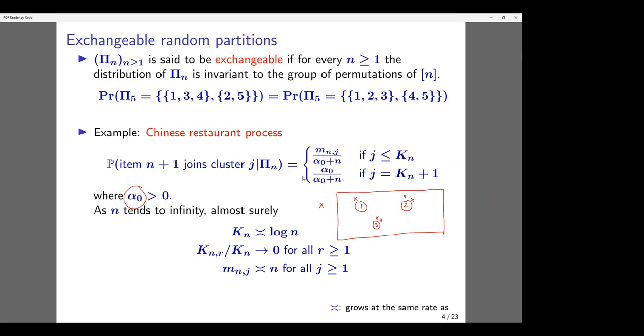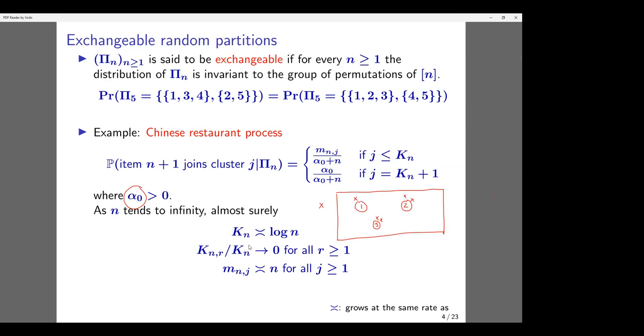This generative model corresponds to an exchangeable random partition, and the asymptotic properties of this model have been well known for quite a long time. As n tends to infinity, almost surely, the number of clusters grows logarithmically with n. The proportion of clusters of a given size r tends to zero for every r greater or equal to one, so you don't have this sort of power law behavior. And the size of the clusters grows linearly with n for any cluster j.